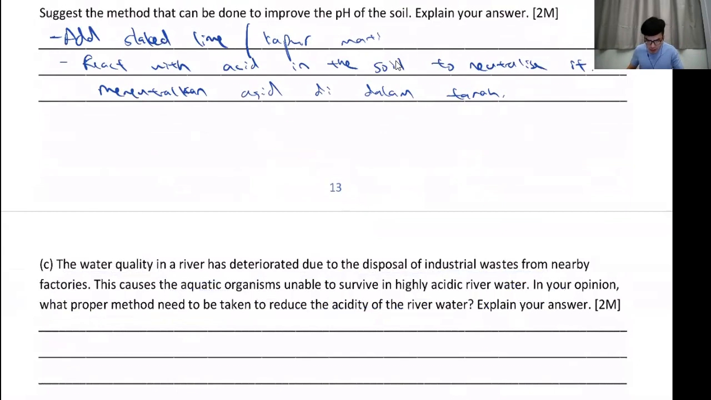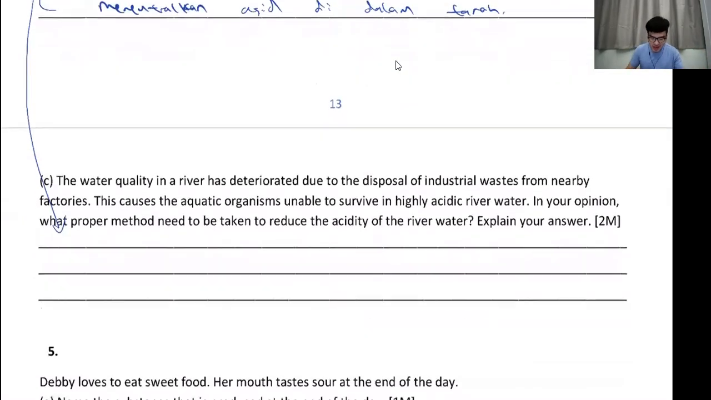Okay, I think you can use back the 2 answer here. Add slaked lime, it will react with acid in the water. Okay, you change the soil to water, because it's basically the same question. How do you reduce soil acidity? How do you reduce river acidity? Same thing, you add slaked lime. Even our drinking water has slaked lime.